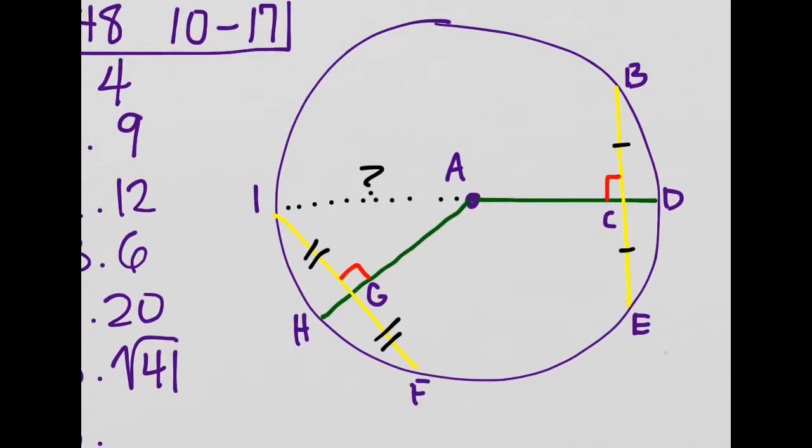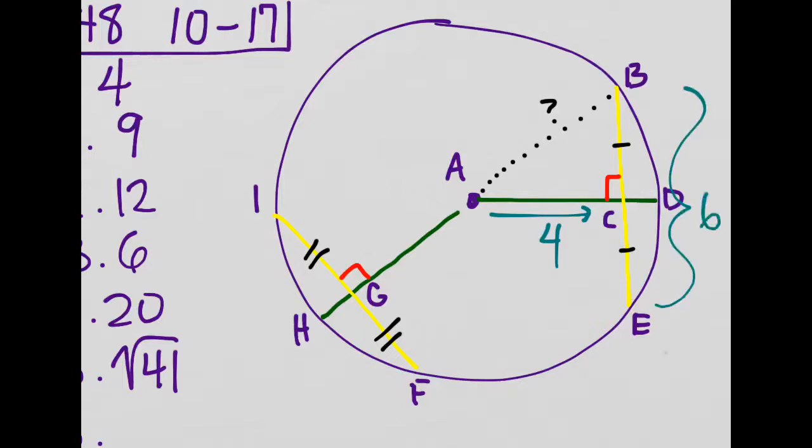All right, number 16 said find AB. So now we're looking for AB. Another one over here. Find AB if AC, this distance here, is 4 and BE is 6. Well, if this whole thing is 6, I know this half has to be 3. And now we're going to do the exact same thing as before, except it's going to be a little bit easier.